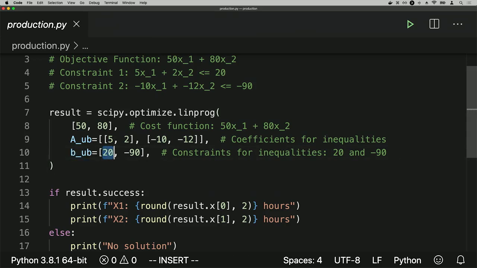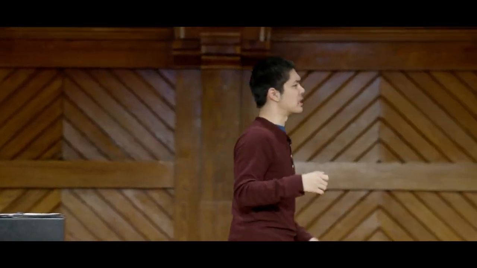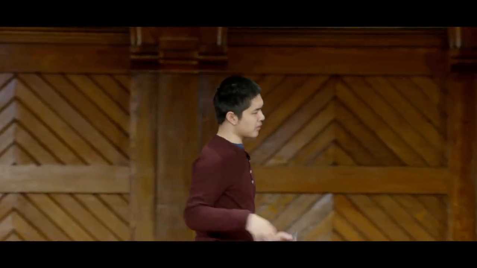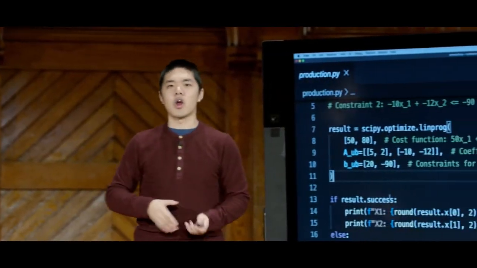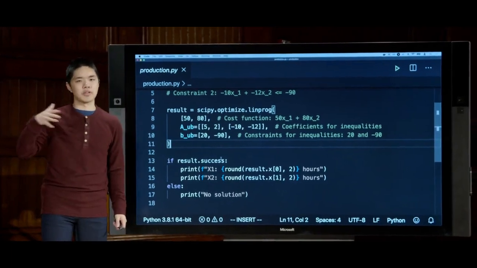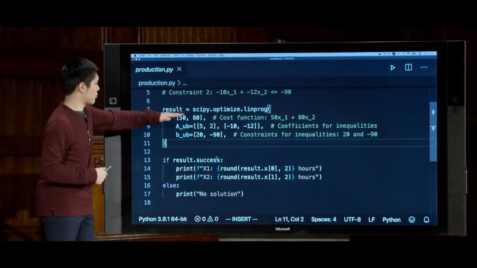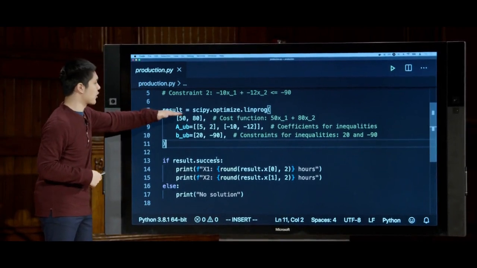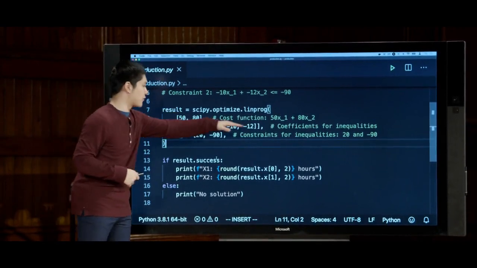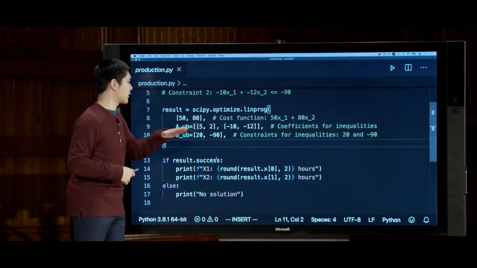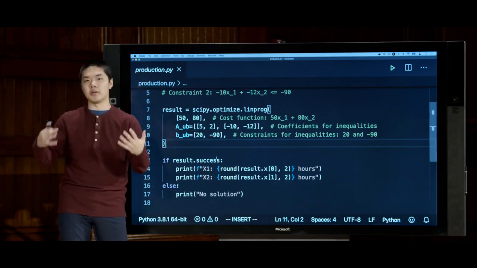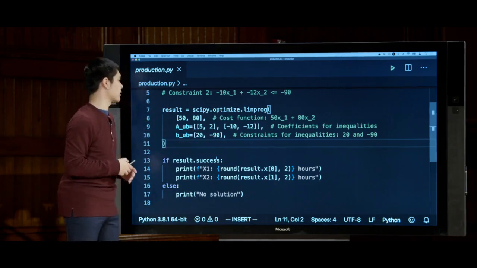Well, for the first constraint, the upper bound is 20. That was constraint number 1. And then for constraint number 2, the upper bound is 90. So a bit of a cryptic way of representing it. It's not quite as simple as just writing the mathematical equations. What really is being expected here are all of the coefficients and all of the numbers that are in these equations, by first providing the coefficients for the cost function, then providing all the coefficients for the inequality constraints, and then providing all of the upper bounds for those inequality constraints.